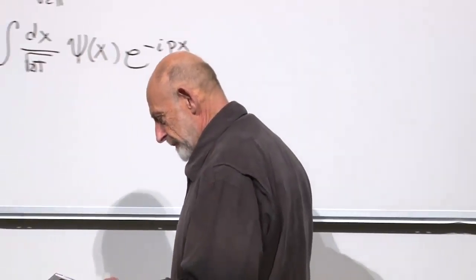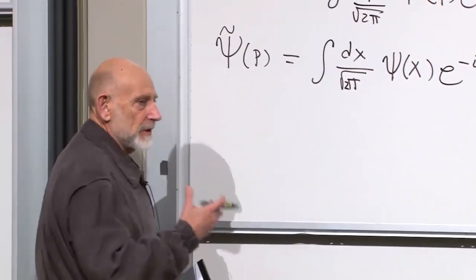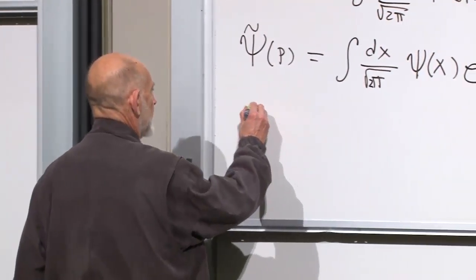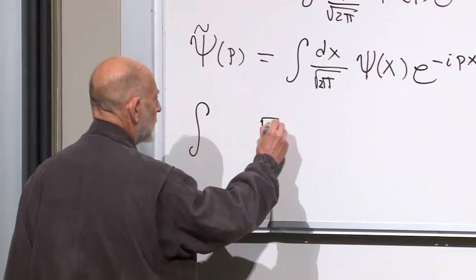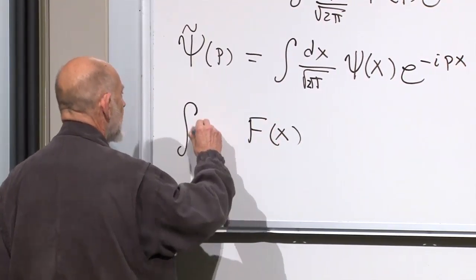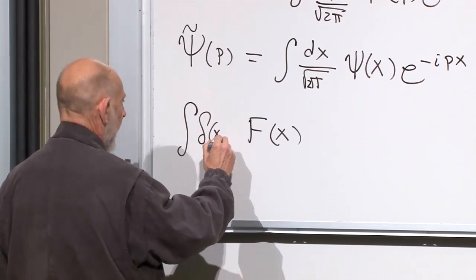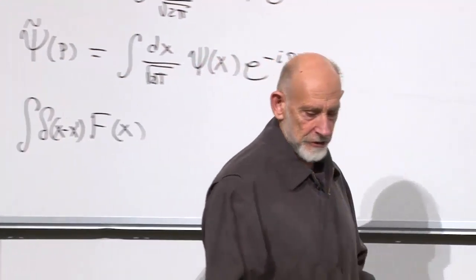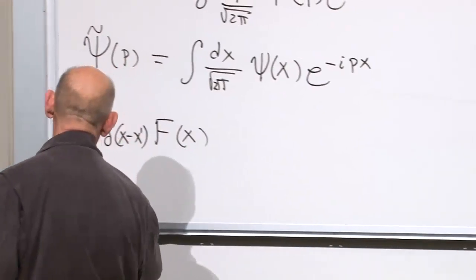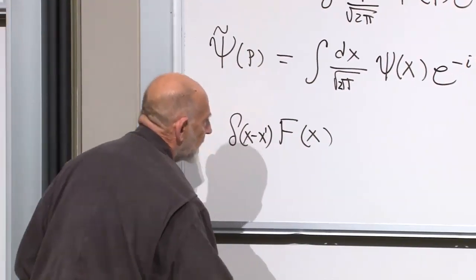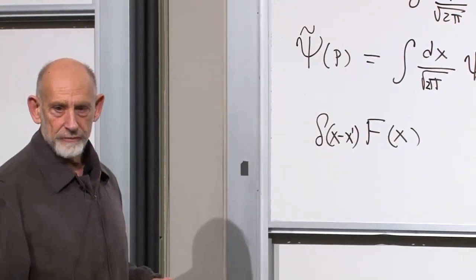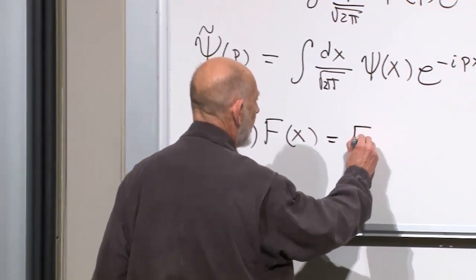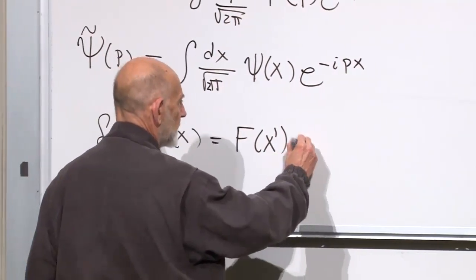Okay, properties of a delta function. The first thing, and the way a mathematician would think about it, is it's an operation that you can do on a function. In particular, you can integrate any reasonable function of x with a delta function, delta of x minus x prime. Let's take delta of x minus x prime times f of x. First property of the delta function is that this is equal to f of x prime times delta of x minus x prime.